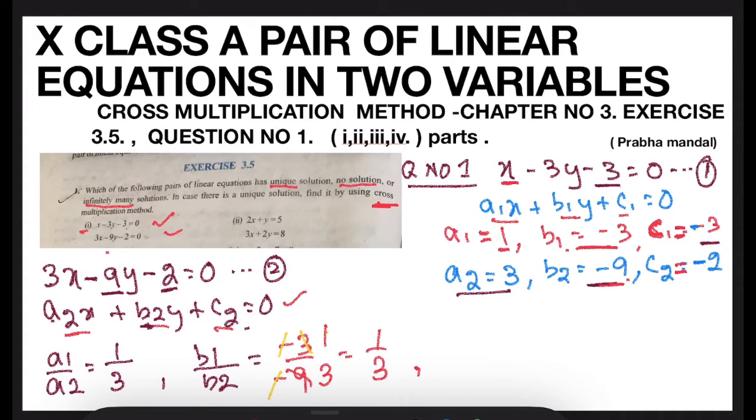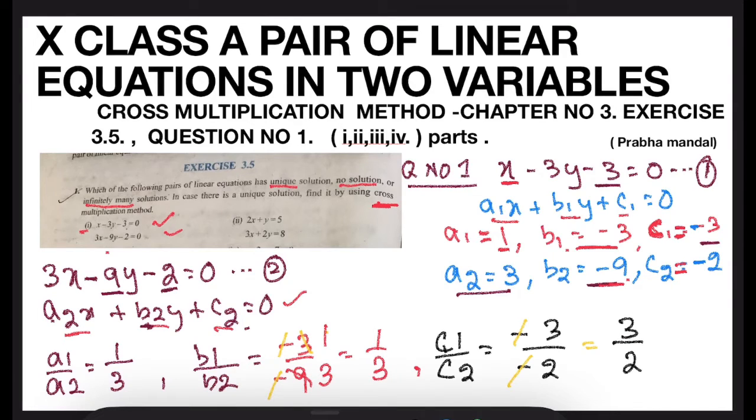That's all the ratios we have to take out. Okay, now what is our C1 upon C2? C1 upon C2 is minus 3 upon minus 2. Now these two will get cancelled, that equals to 3 upon 2.